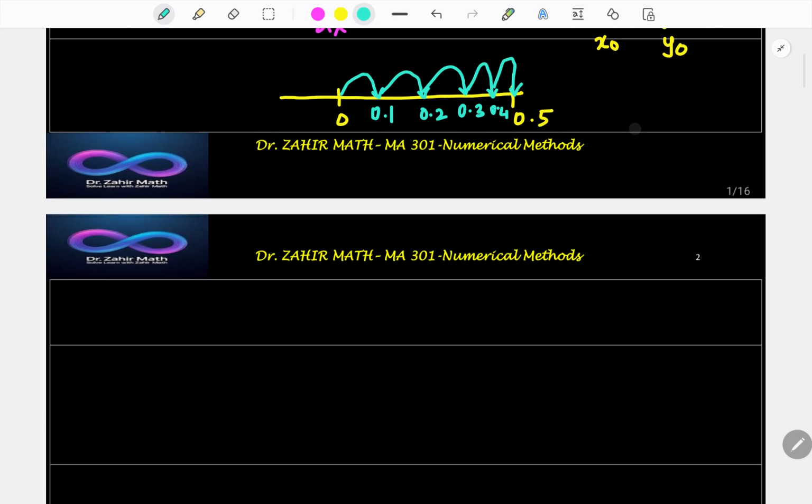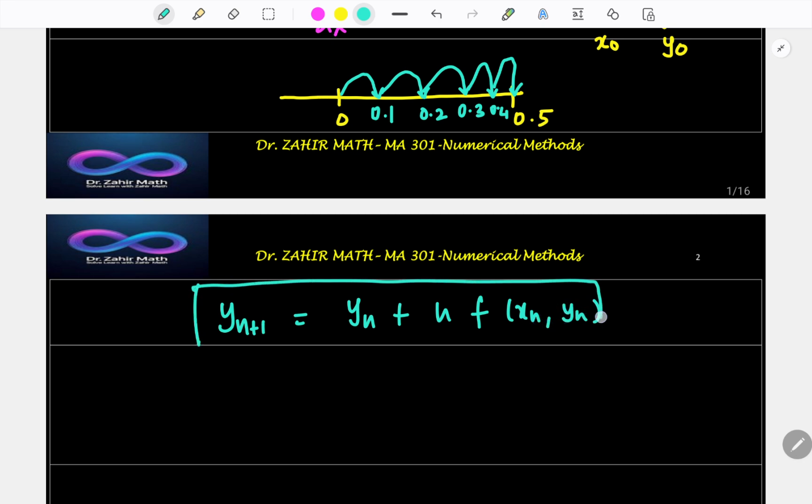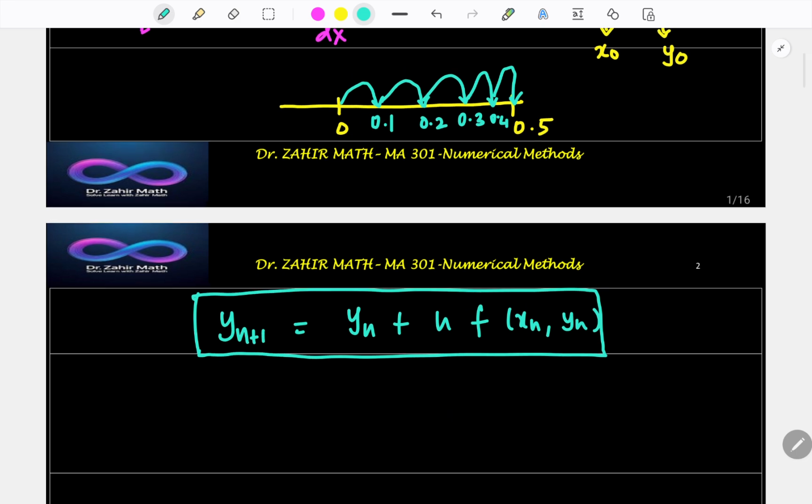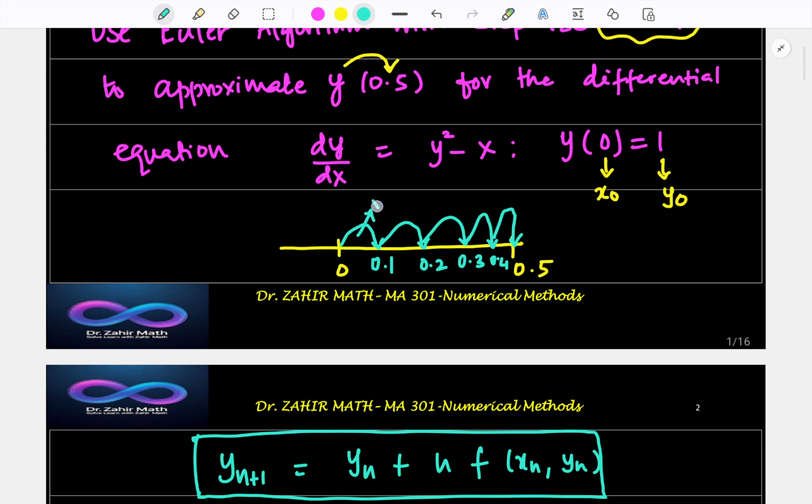So what is the formula for Euler's algorithm? y n plus 1 is equal to y n plus h times f of x n comma y n. Very simple algorithm to solve an ordinary differential equation. In this, you are going to put n is equal to 0 in the first one. If I put n is equal to 0, you will reach the first point. If I put n is equal to 1, you will reach the next point. If I put n is equal to 2, you will reach the next point, and then n is equal to 3 and n is equal to 4. But we are not going to use the formula. We are going to use the calculator.